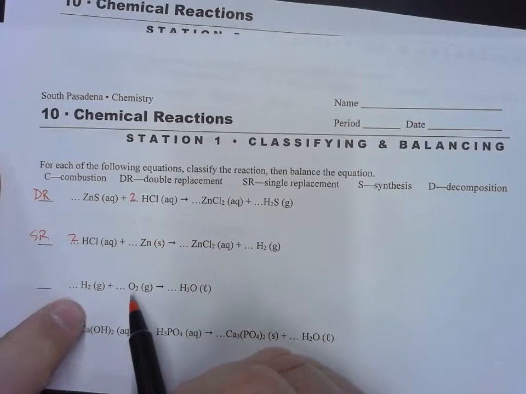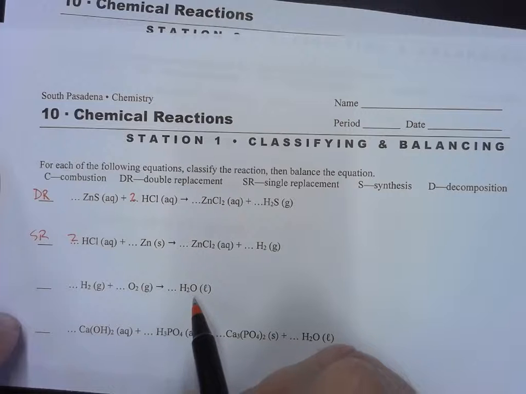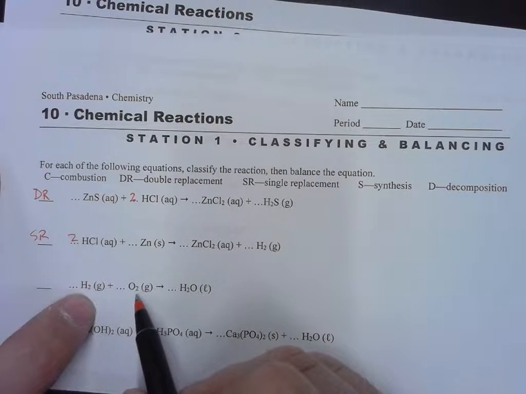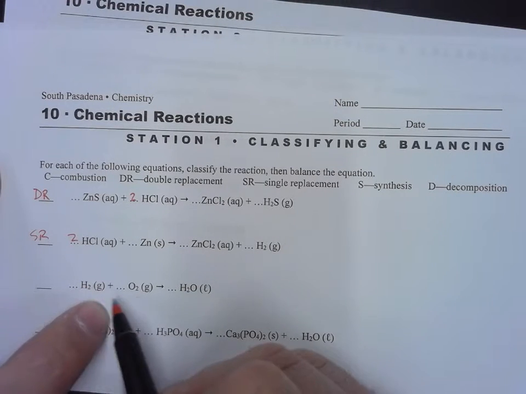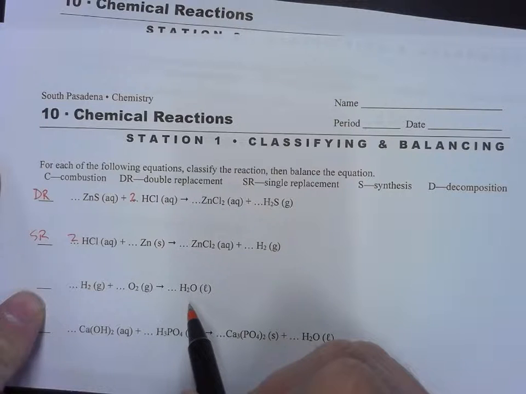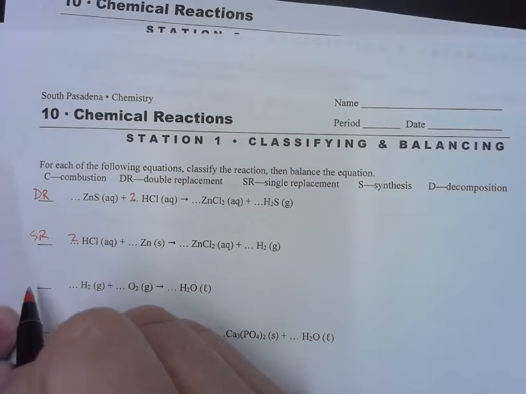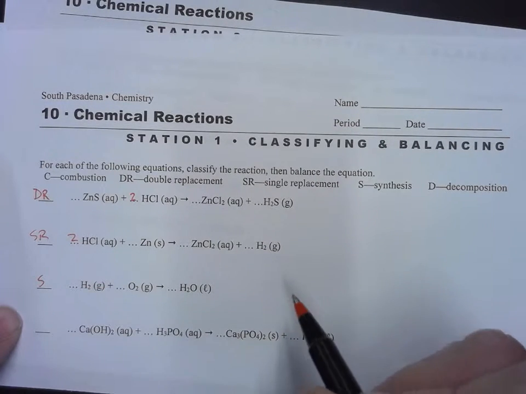Well, this is just 2 elemental gases coming together to form one compound. There's nothing else attached to these things except themselves. So in that sense, they're elemental. They're in their pure form. 2 elements coming together, and they're going to form this compound. So that's a synthesis reaction.